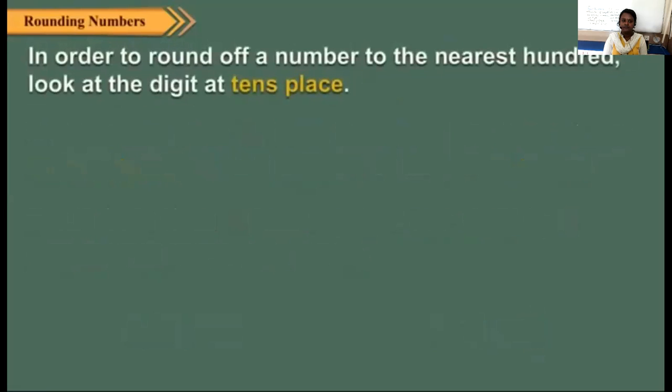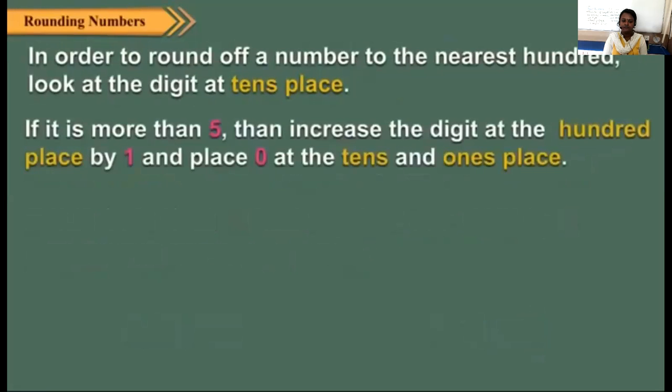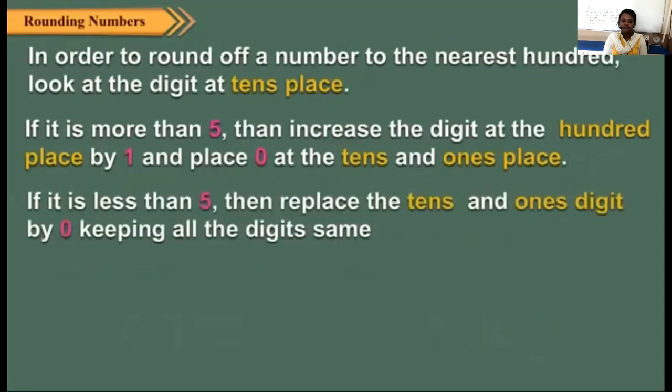In order to round off a number to the nearest 100, look at the digit at the tens place. If it is more than 5, then increase the digit at the hundreds place by 1 and place 0 at the tens and ones place. If it is less than 5, then replace the tens and ones digit by 0, keeping all the digits the same.